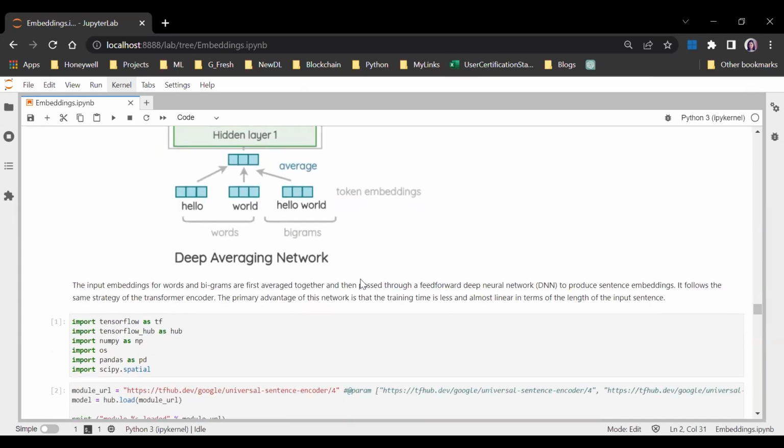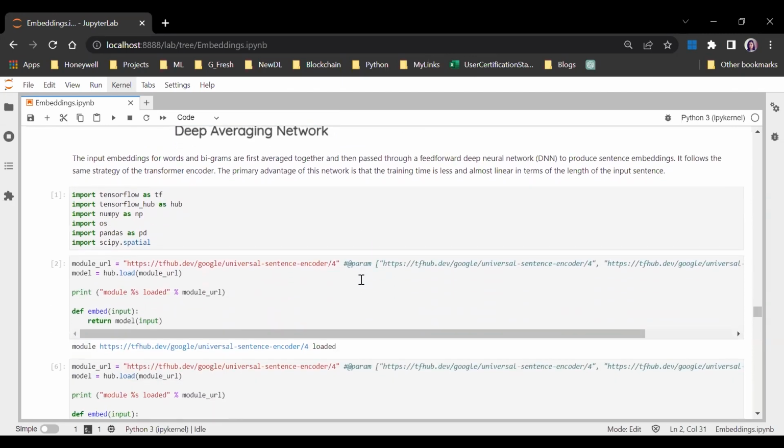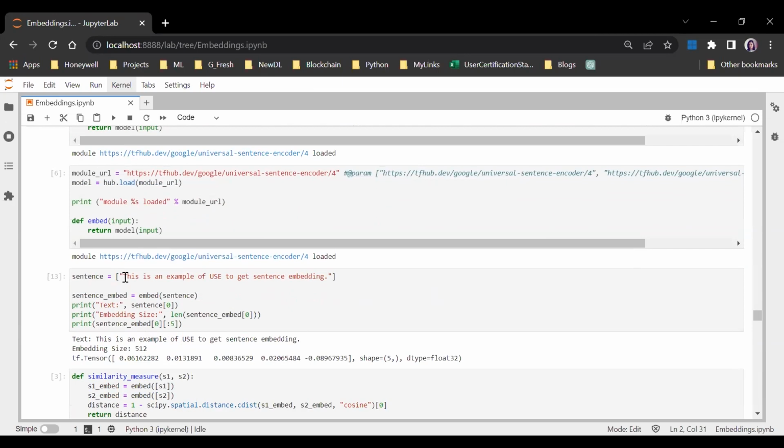And the way we can implement it is in the TensorFlow Hub itself. We have a model called Universal Sentence Encoder version 4. Here, for example purposes, I'm using version 4. There are other versions available, and these versions differ based on the training data that has been used to train the models. So we can first load the model, then we pass, let's say here, an example sentence, and this is how we can get the embeddings.